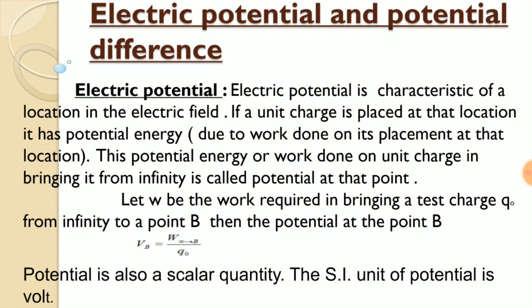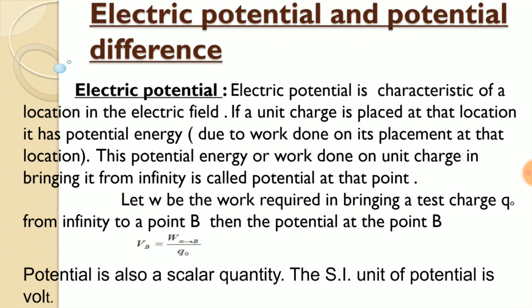Okay, so our first topic is electric potential. Electric potential is a characteristic of a location in the electric field. If a unit charge is placed at that location, it has potential energy due to the work done on its placement at that location. This potential energy, or work done on a unit charge in bringing it from infinity, is called the potential at that point.